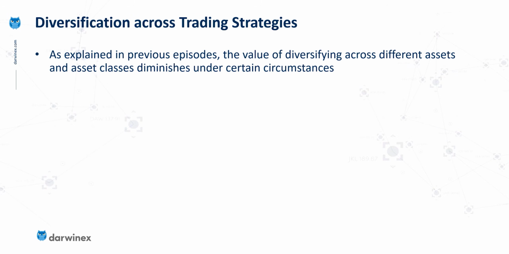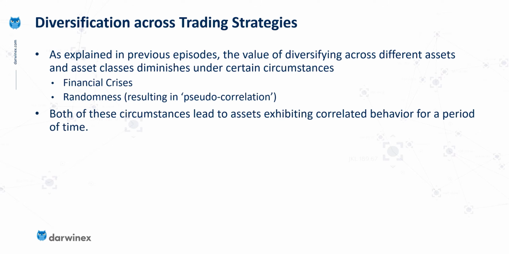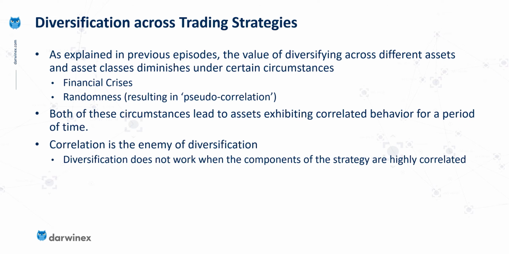And the reason for this is because when you diversify across different assets, the value of that diminishes in certain circumstances. And as we saw in a previous episode, one of those is within financial crises, and the other is due to simple randomness, which results in a pseudo correlation. And in both of these circumstances, they lead to assets exhibiting correlated behaviour for a period of time. And as we already know, correlation is the enemy of diversification. Diversification simply does not work when the individual components are highly correlated.